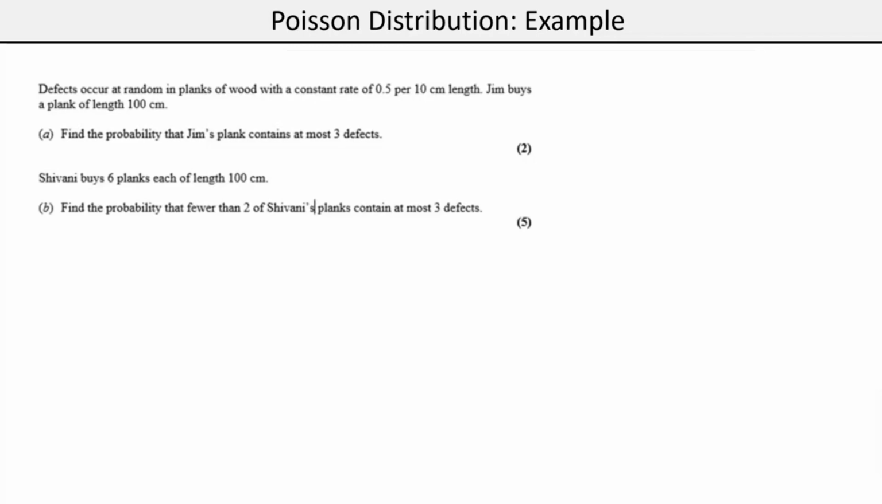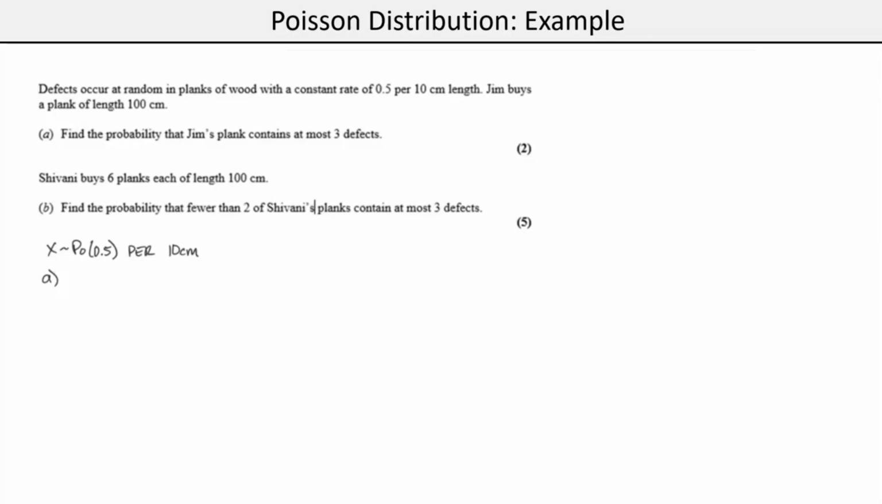Okay, and then just one more example that I want to go through with you, just paying careful attention to which distribution we need to be using and when. We know the criteria, we know the conditions for a Poisson distribution. We also know the criteria and the conditions for a binomial distribution. So here we're told that defects occur at random in planks of wood with a constant rate of 0.5 per 10 centimeters of length.